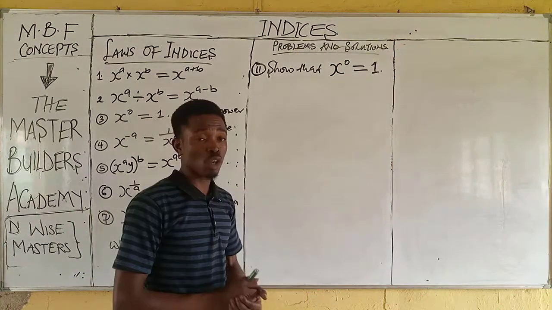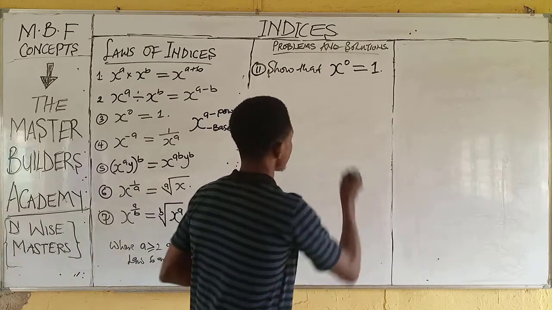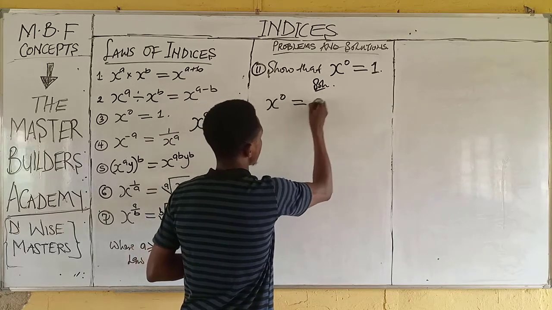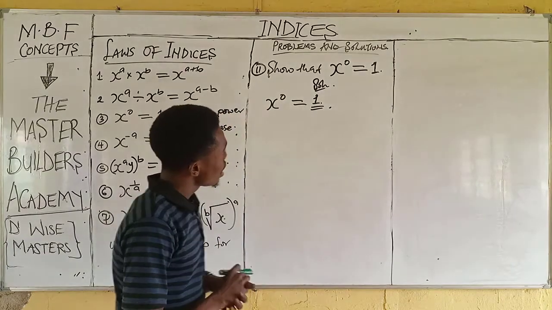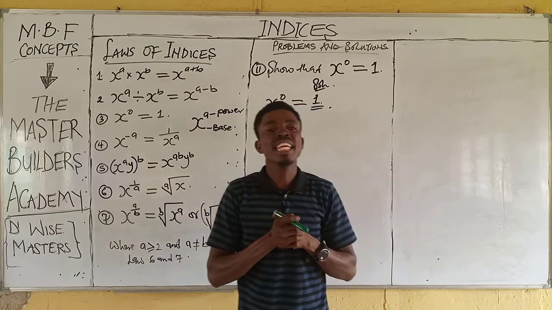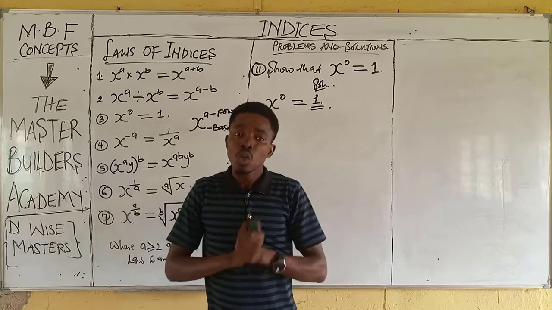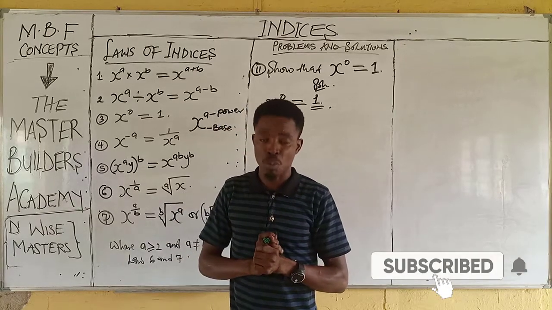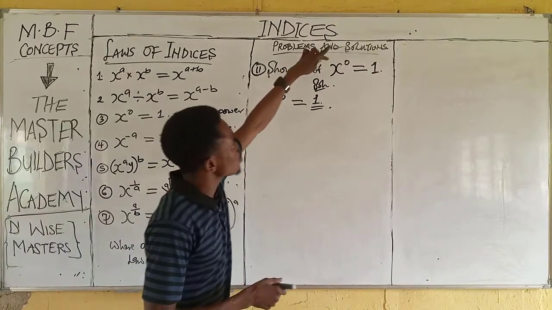Now, so we are asked to show that x raised to the power 0 is equal to 1. X raised to the power 0 is equal to 1. With this, what we have on the board is exactly an equation. For any equation to be true, the left-hand side must be equal to the right-hand side. In this case, the left-hand side of this question is x raised to the power 0, and the right-hand side is 1. Now, we have to show whether x raised to the power 0 will give us 1.